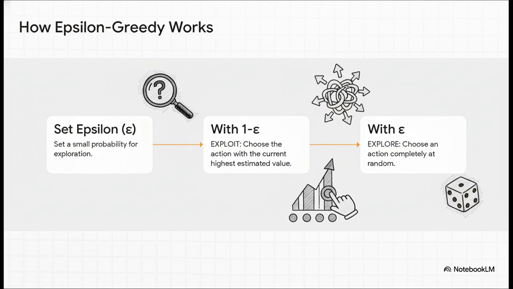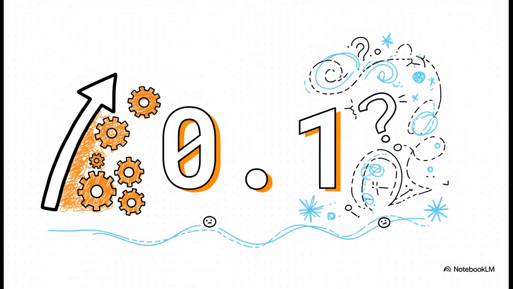We call it epsilon. Most of the time, with a probability of 1 minus epsilon, we just act greedy. We exploit. We pick the best option we know of. But every once in a while, with that small epsilon probability, we do something crazy. We completely ignore our scores and just pick an action totally at random. That's our exploration.